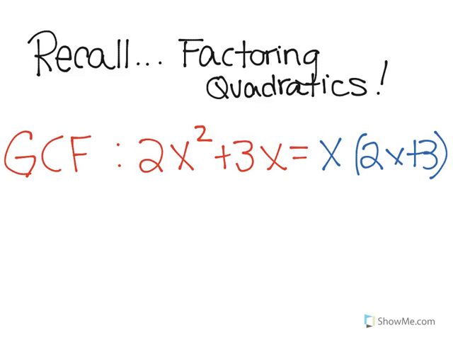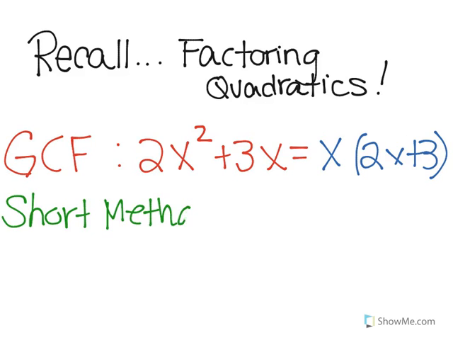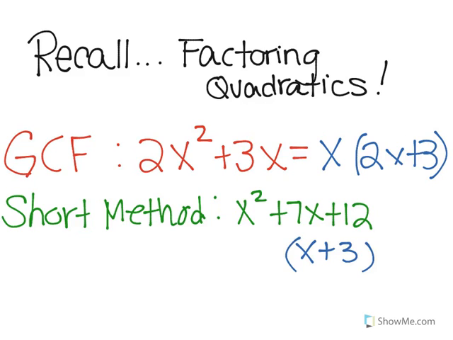Okay? All right, another way was what, I don't know, there's no fancy name. I call it the short method, which we should be experts at now. If I said x squared plus 7x plus 12, what multiplies to give you 12 that adds to give you 7? 3 and 4. So here we go, x plus 3, x plus 4.